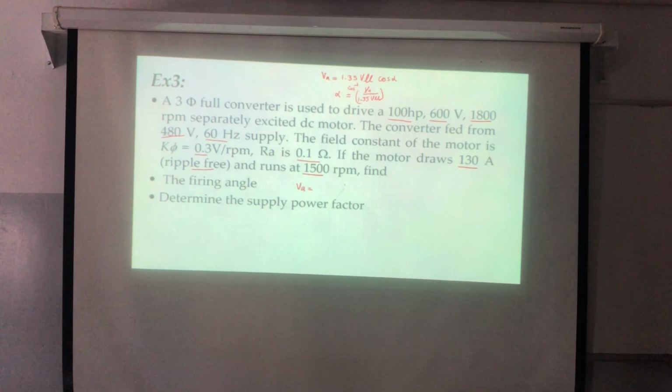Equal to what? What is your name? Osama. VA equals what? RA IA plus K phi omega. RA is given, I think 0.1, multiplied by IA, 130. Yes, let's fix it.